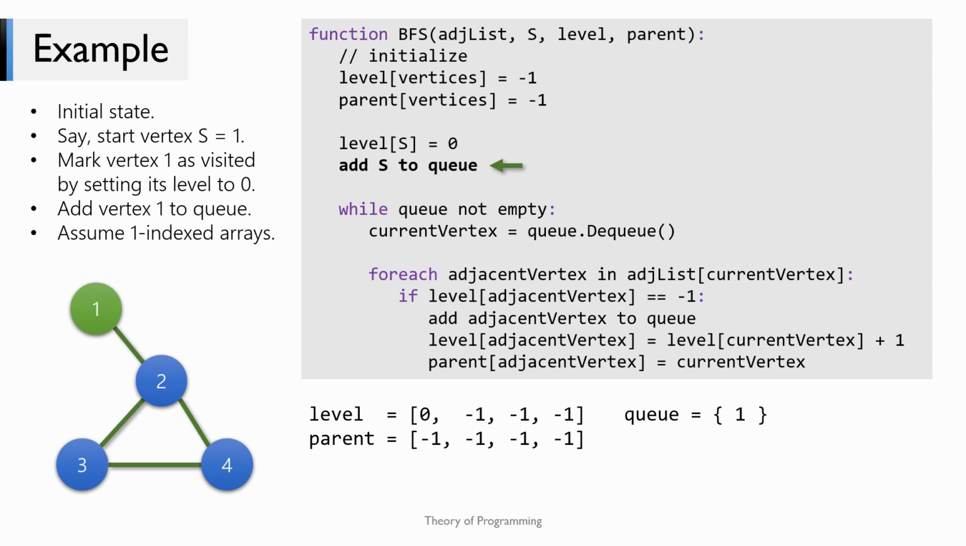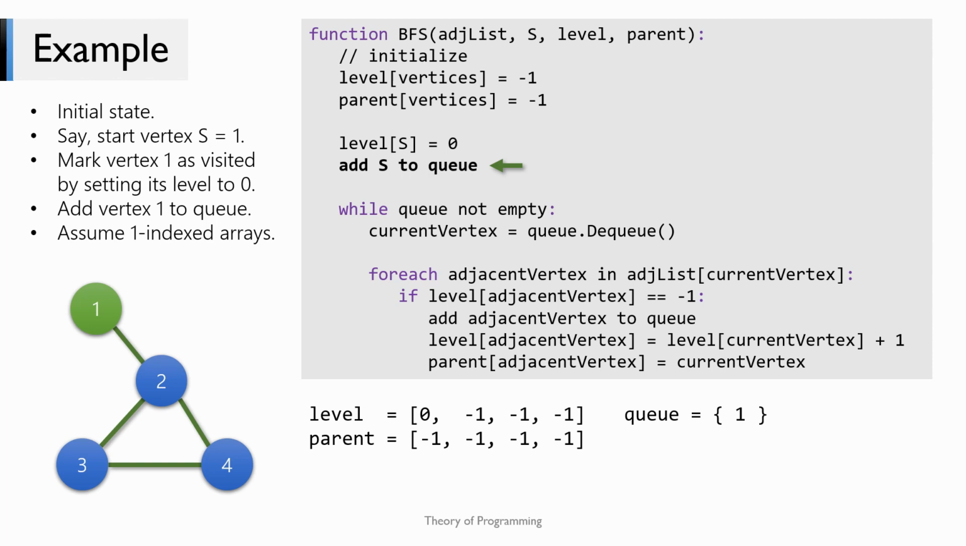Now we will mark vertex 1 as visited. As usual, I indicated it in my figure by coloring vertex 1 as green. But we will need to know it programmatically as well. So for this we will use our level array. Any vertex whose level is -1 will be considered as unvisited. And if it is not -1, then we will consider that vertex as visited.